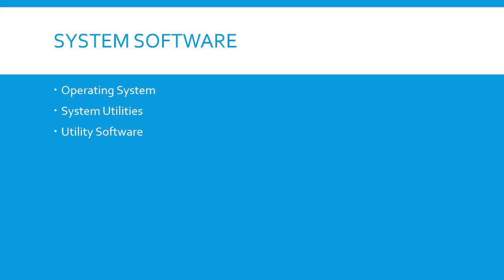You also have utility software, and this is going to enable you to maintain, repair, and protect your computer. This could be included with the OS or purchased from another company, or it could be something that you've added on yourself. A great example of that would be McAfee virus software. So there's a lot of options out there for those types of things.